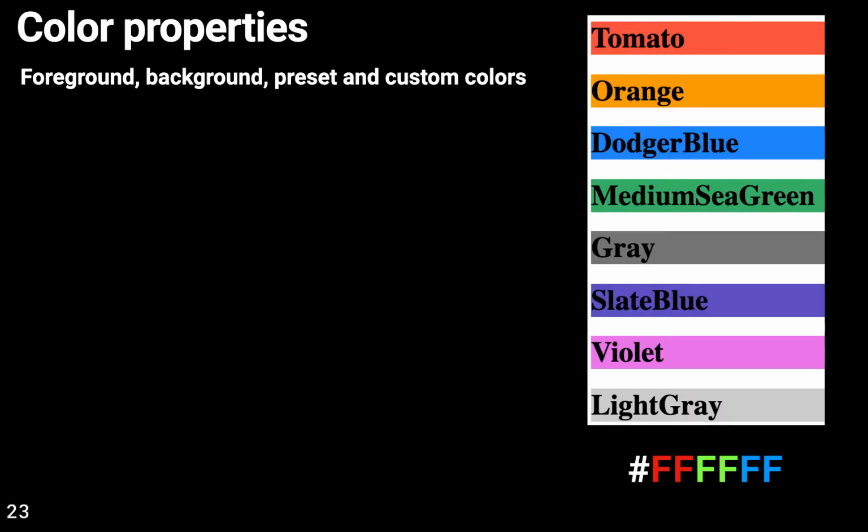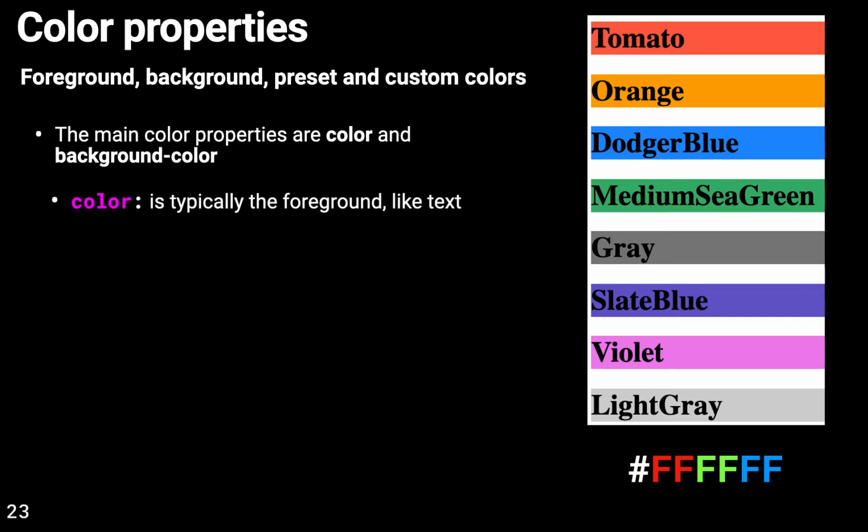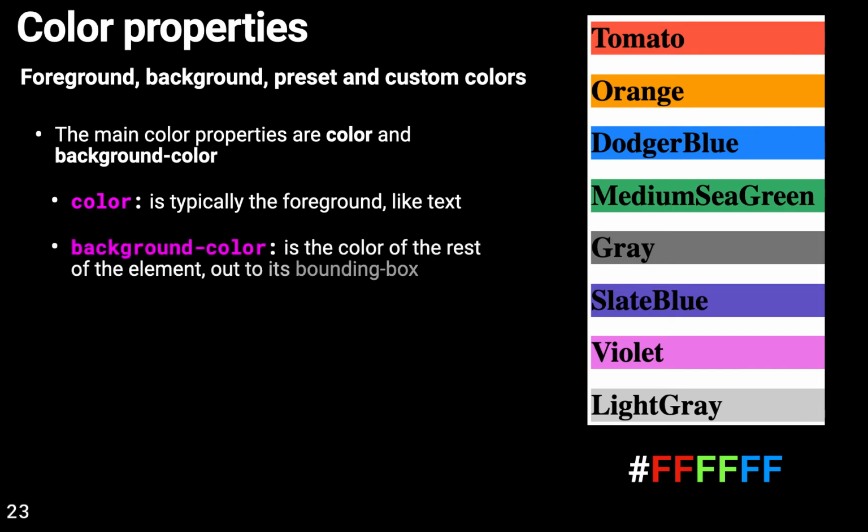Colors. We have the foreground, the background, and both preset and custom colors available. The main color properties are color and background color. Color is usually the foreground, like text. If you think about what exactly an HTML element is, it's usually a bunch of blank space and some text, right? So color defines the text in that scenario, whereas background color is the rest of the element out to the bounding box.